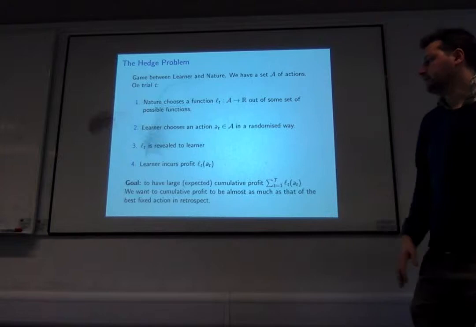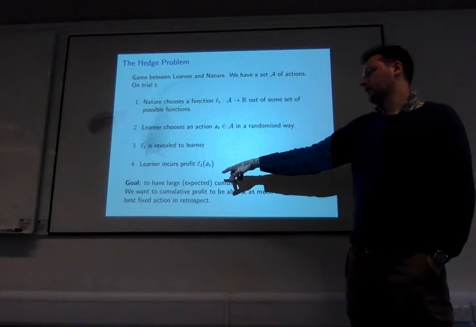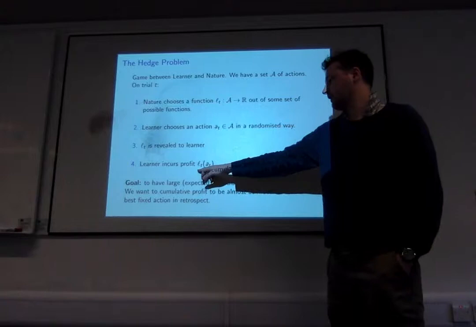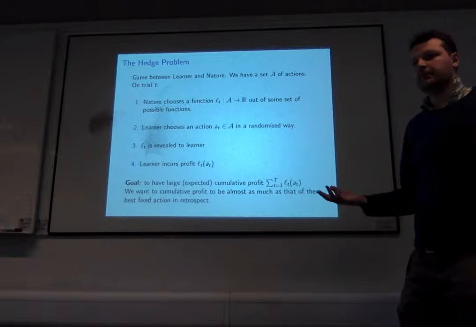And once it has chosen this action, the profit function is revealed to the learner, and the learner incurs a profit of L_t(a_t). So that's the profit function L_t that nature chose, and the action that the learner chose. That's the profit. So the goal is to have a large expected cumulative profit, expected because we're choosing the actions in a randomized way.